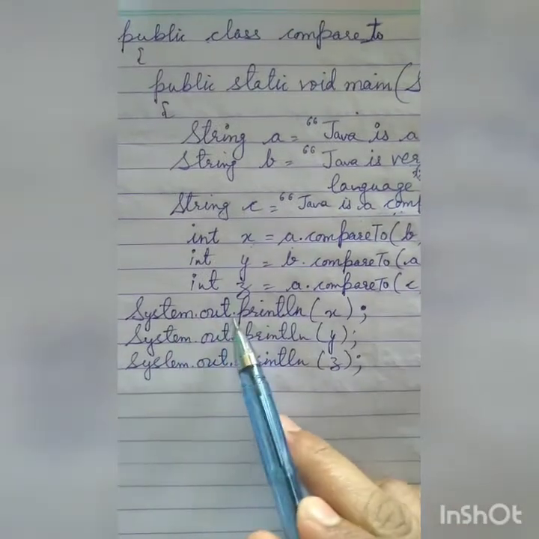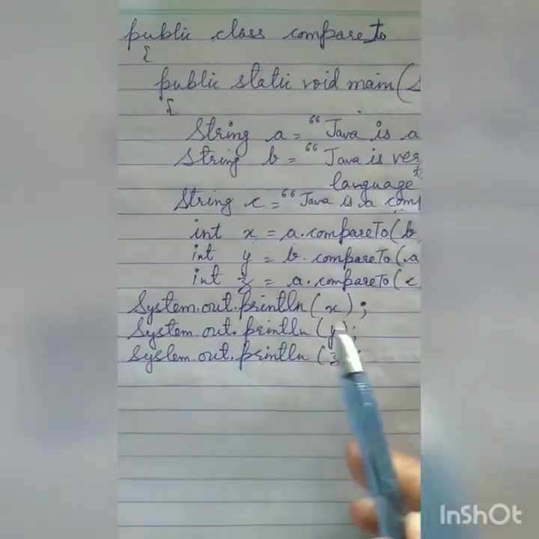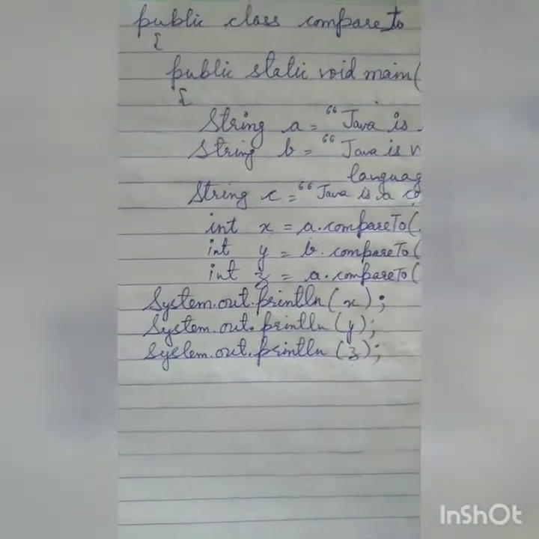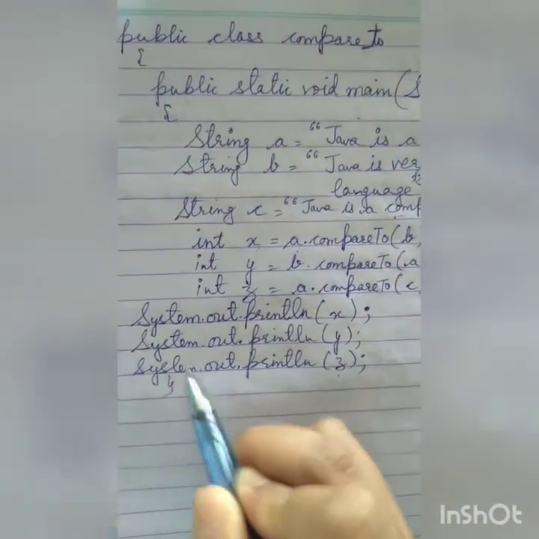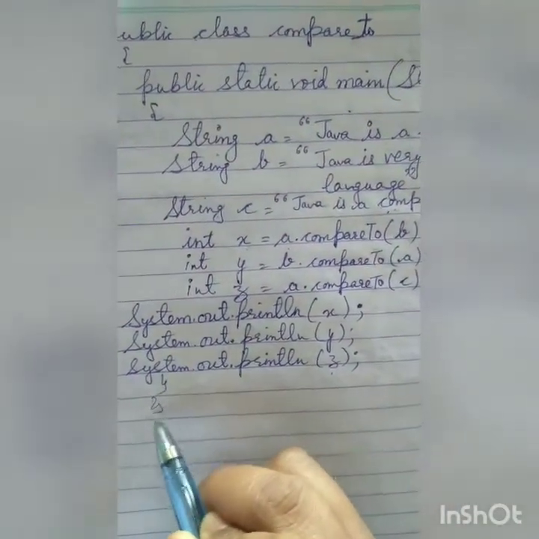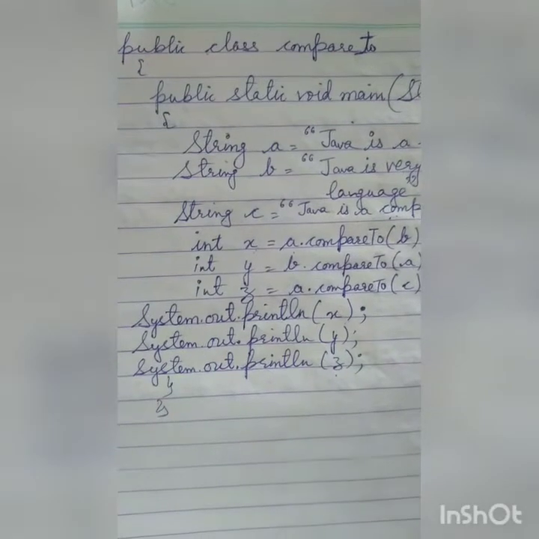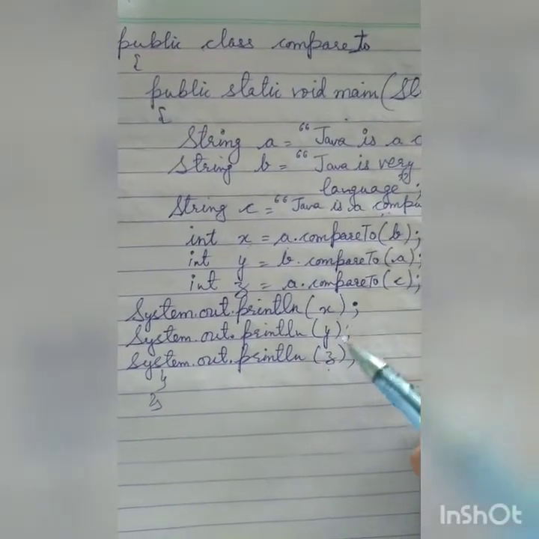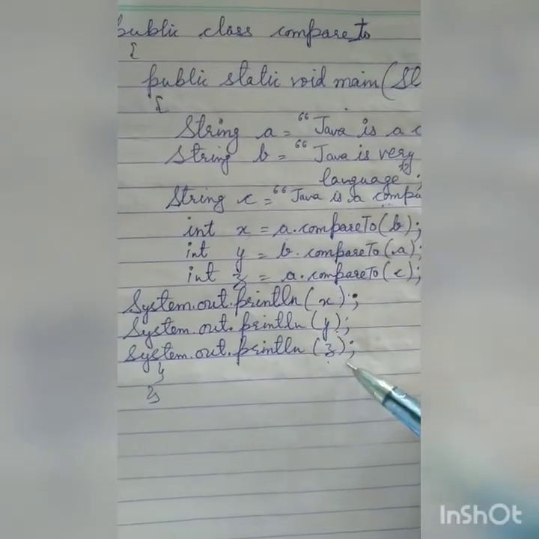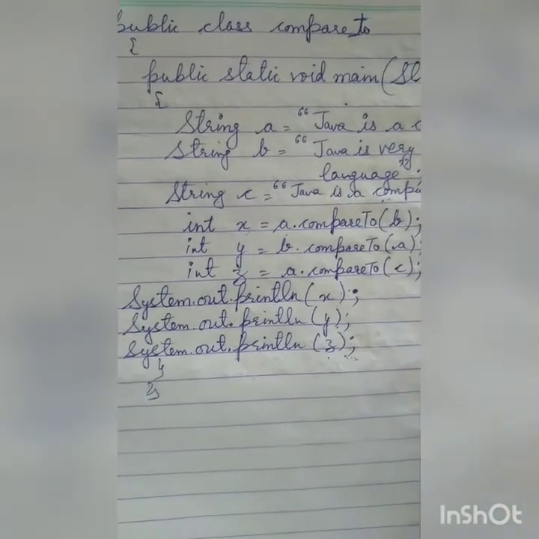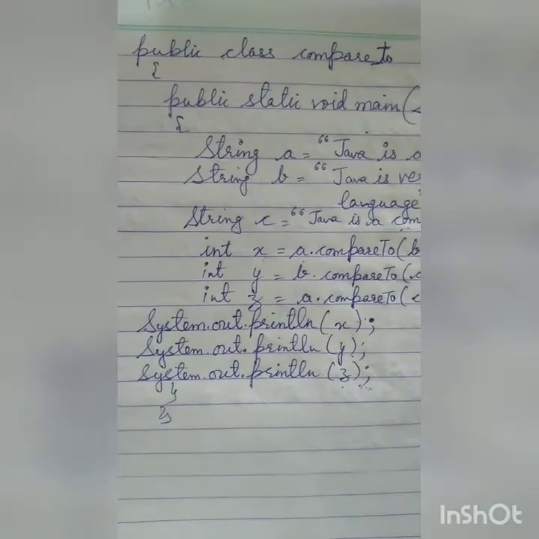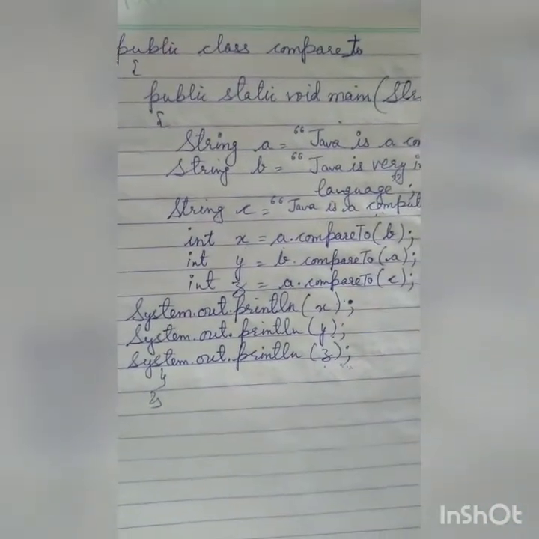Now we can print these statements to get the output. I have printed the x, y and z variables, and now we are going to close the function and the class. When you run this program, you will come to know the outputs of the first two comparisons will be different, whereas the output of the third will be 0. So this is how we can use the compareTo function.